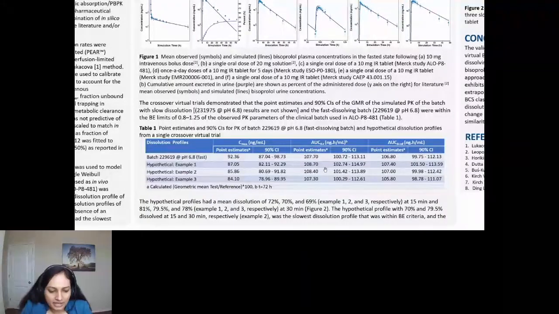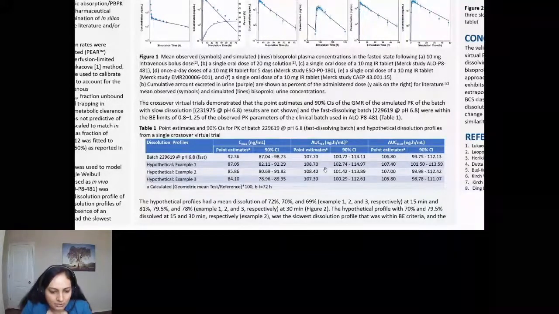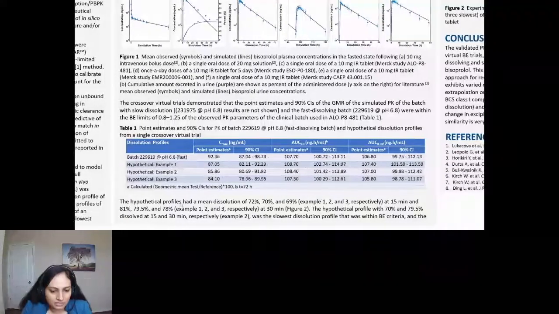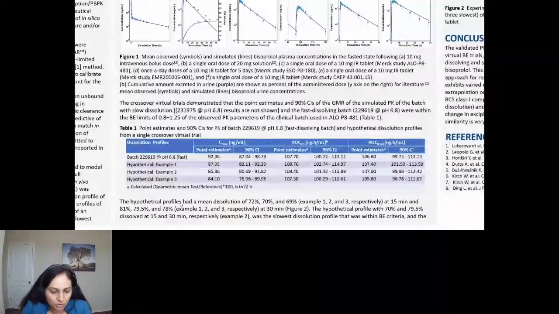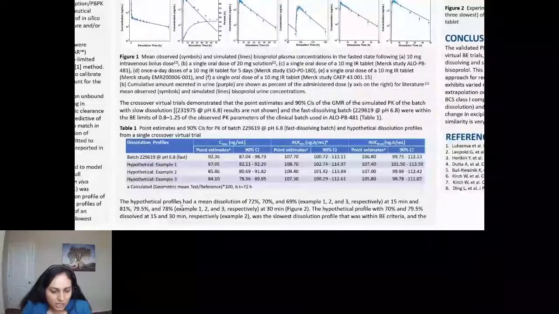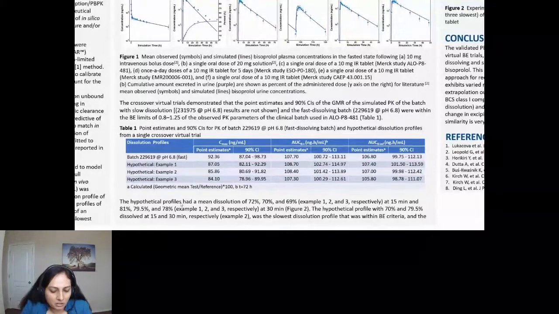Then we created 3 hypothetical dissolution profiles. We decreased the dissolution at each time point, including the last time point, and we maintained the shape of the profile of those theoretical dissolutions to match the shape similarity of the commonly observed dissolution profile for bisoprolol. And we tested 3 theoretical dissolution profiles.